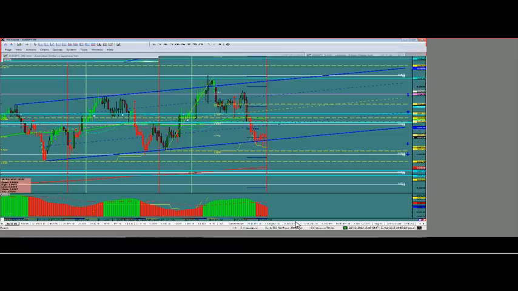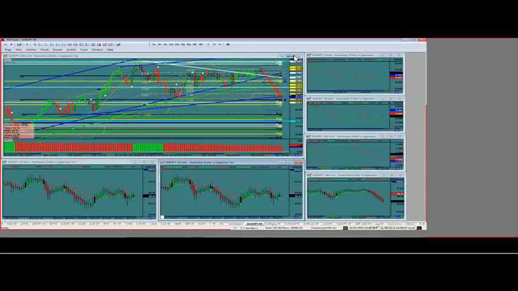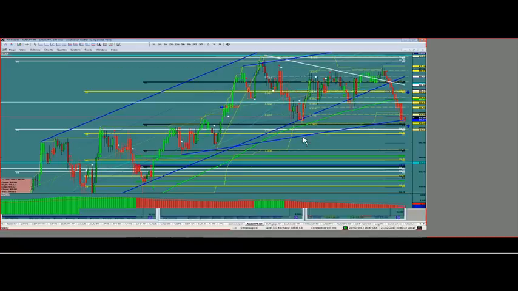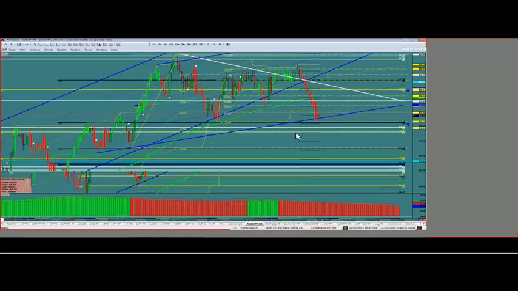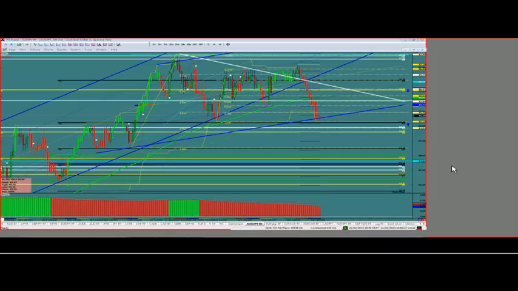All right. Aussie yen has got some opportunity to the downside here. Not really fired up about this trade to the downside at all.